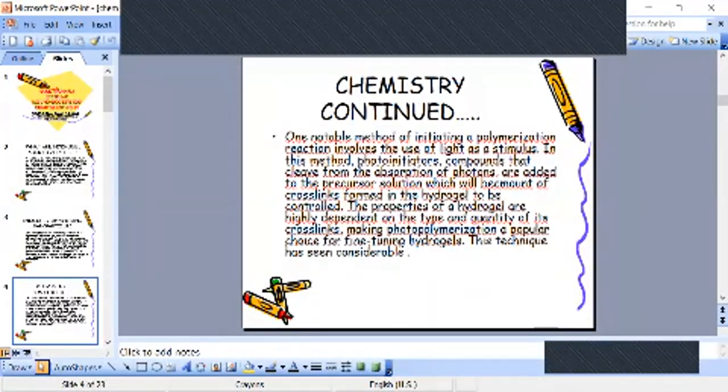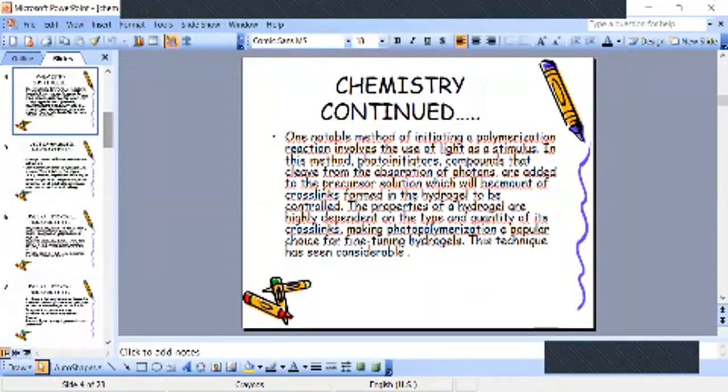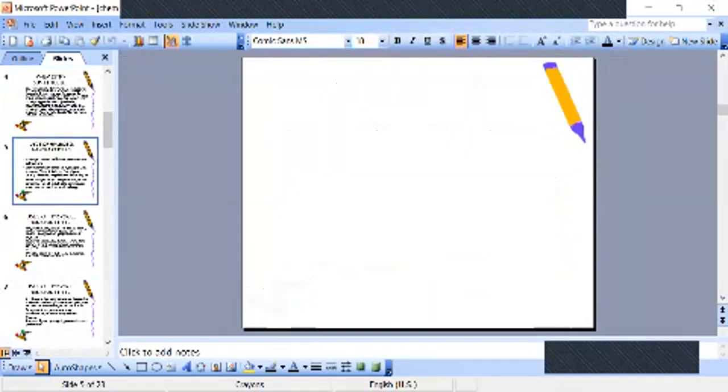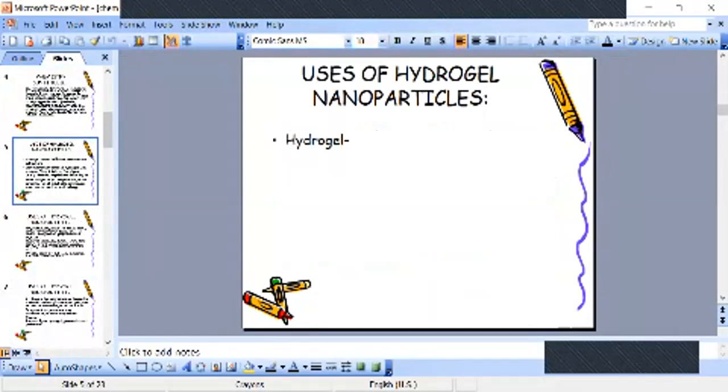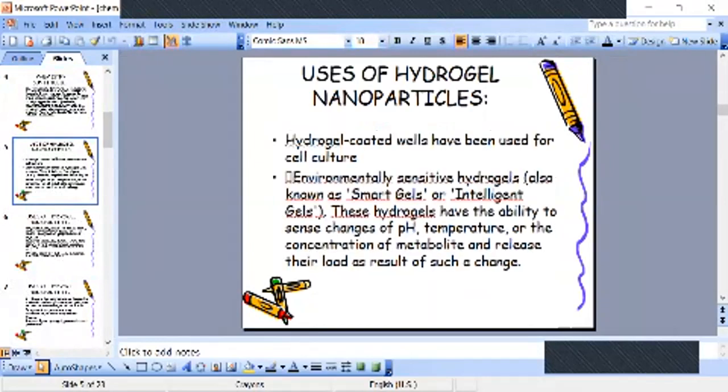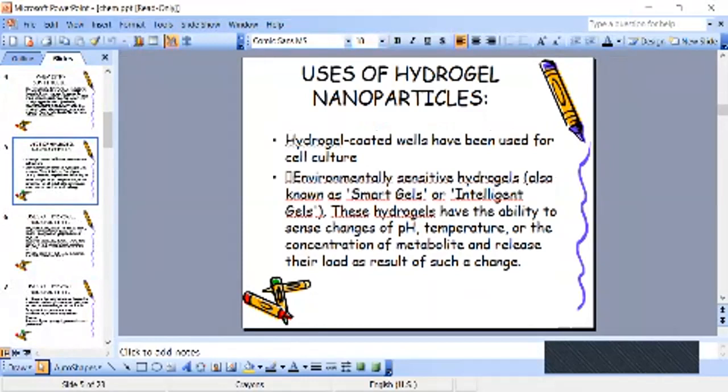The next thing is, what are the uses of hydrogel nanoparticles? Here we shall discuss the uses of hydrogel nanoparticles. Hydrogel-coated wells have been used for cell culture. Environmentally sensitive hydrogels, also known as smart gels or intelligent gels, have the ability to sense changes of pH, temperature, or concentration of metabolites and release their load as a result of such a change.